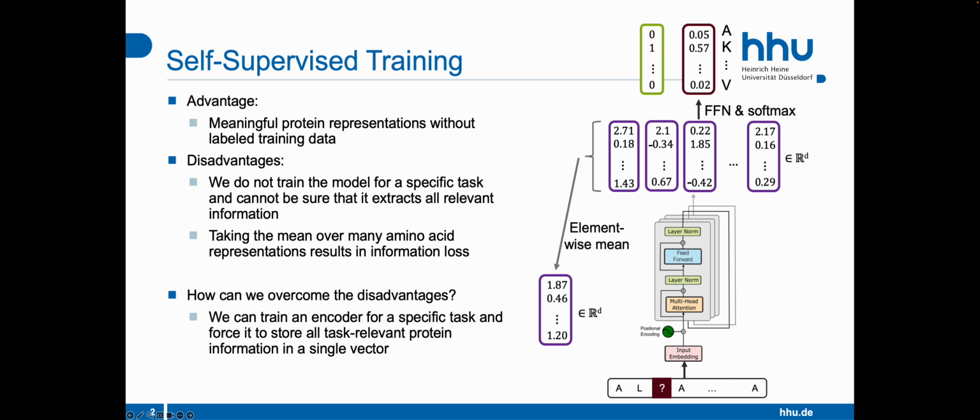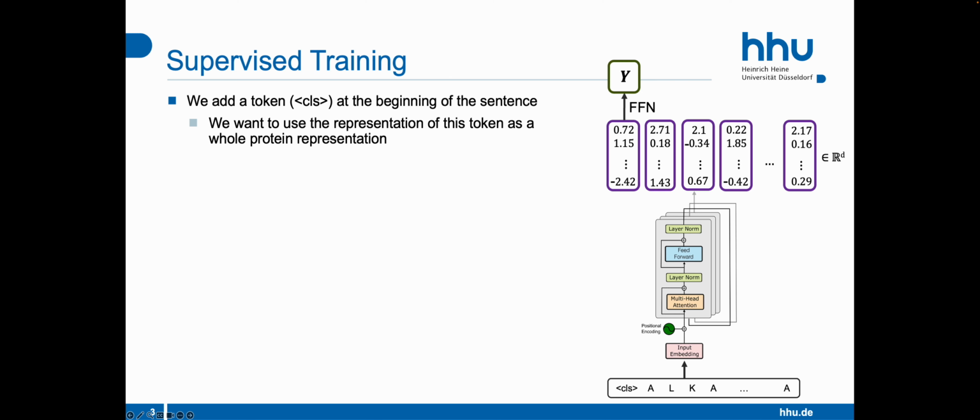Assuming that we have a prediction task with a large training data set, how can we overcome these limitations? We can train such a transformer network encoder that we see here for the specific task that we are interested in and force the model to directly store all the task relevant information in a single vector. Let's have a look at how we can achieve this.